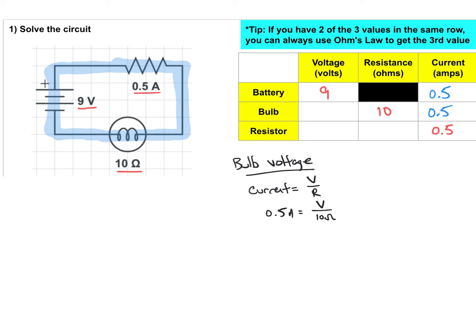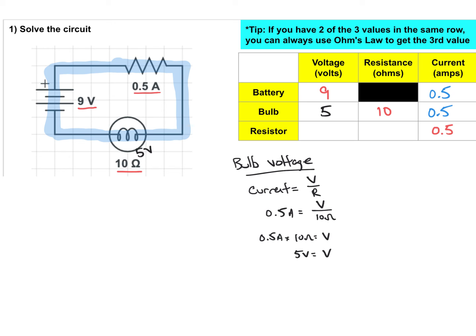That can be done either just mentally, or you can use multiplication as well. So 0.5 times 10 will end up being the voltage, and that equals 5. Okay, so the voltage is 5 volts there. Having solved the voltage of the light bulb, I'm going to label that in the diagram, 5 volts.